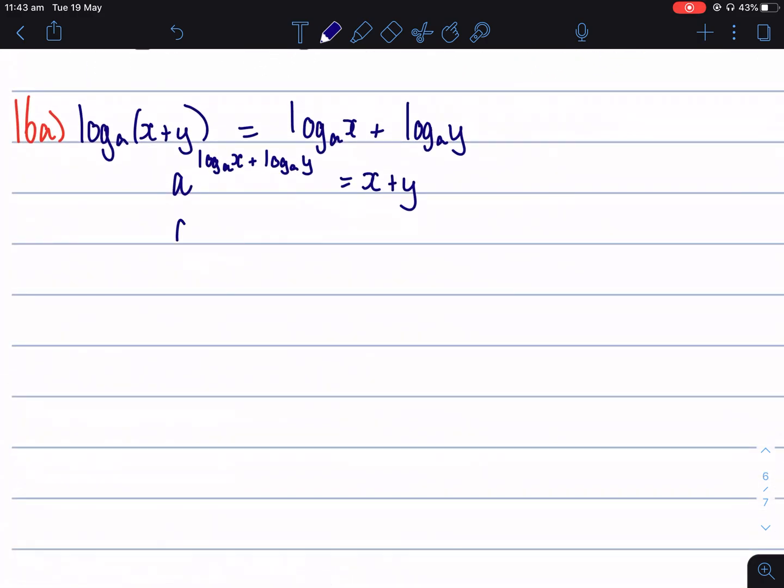Now, this is the same as a to the log base a of x times a to the log base a of y. A to the log base a of x is just x. A to the log base a of y is y. So we're saying x times y equals x plus y. Huh.